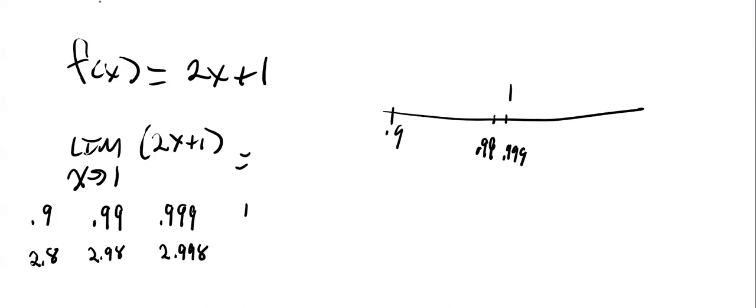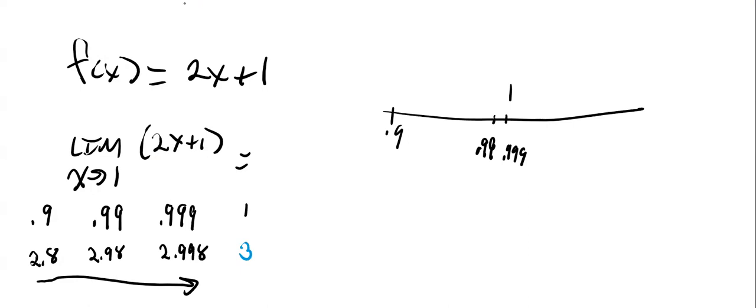And you can keep doing this closer and closer. I can say 0.9999, or I can use as many nines as I want and get arbitrarily close to 1, and see what that is. So coming from the left, what does it look like this is approaching? We have 2.8, 2.98, 2.998. Well, to me, it looks like it's approaching 3. So I'm going to tentatively say 3. It looks like it's approaching 3 from the left.